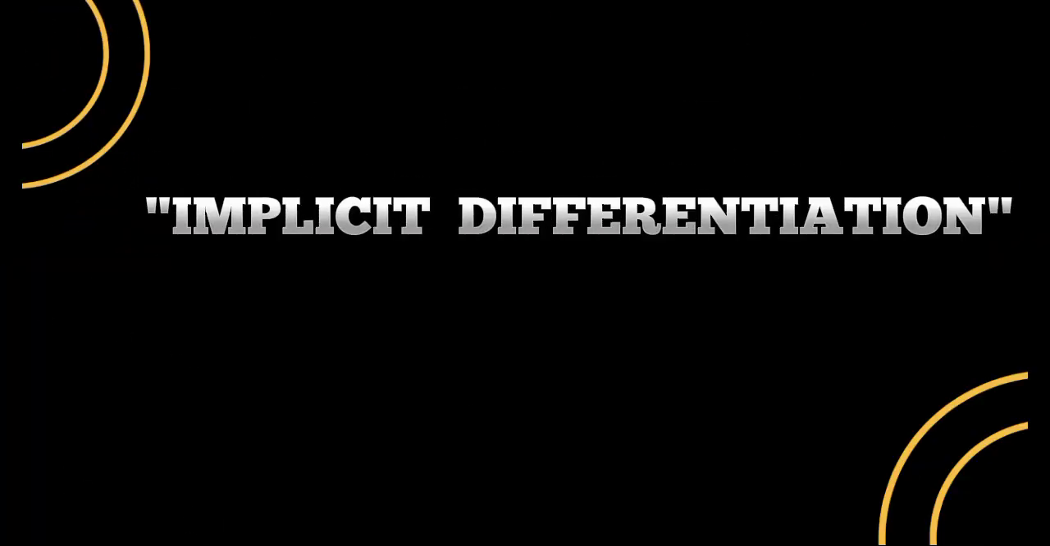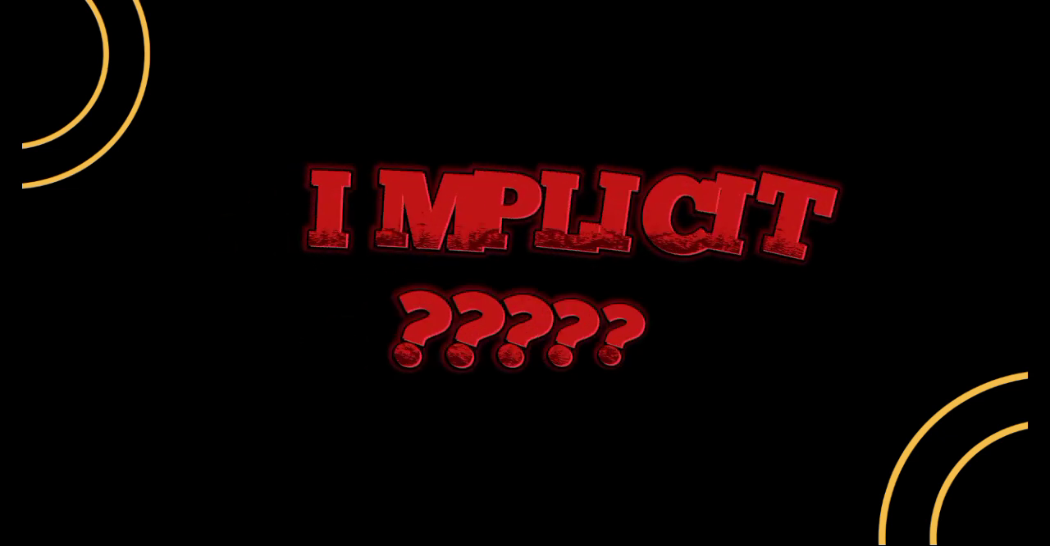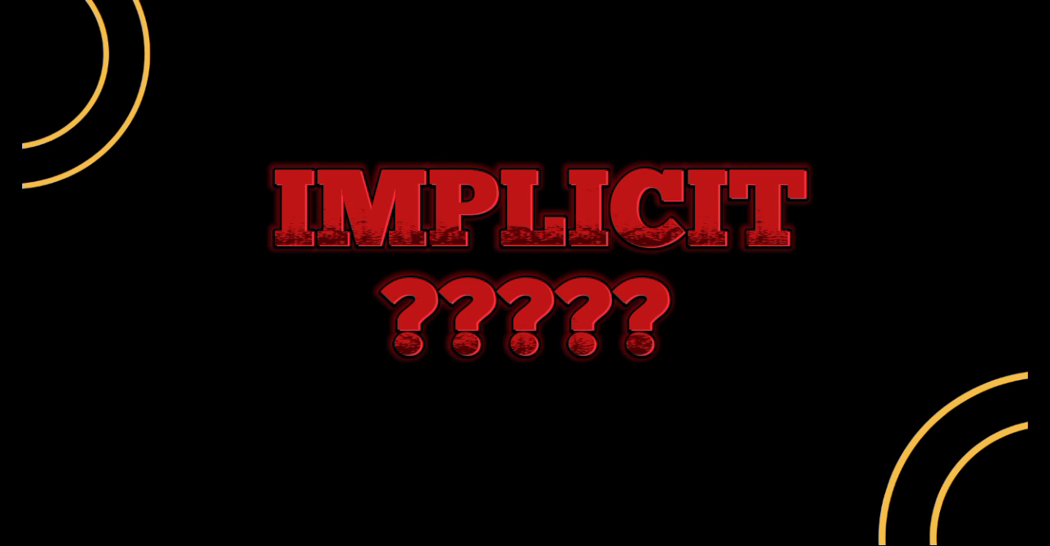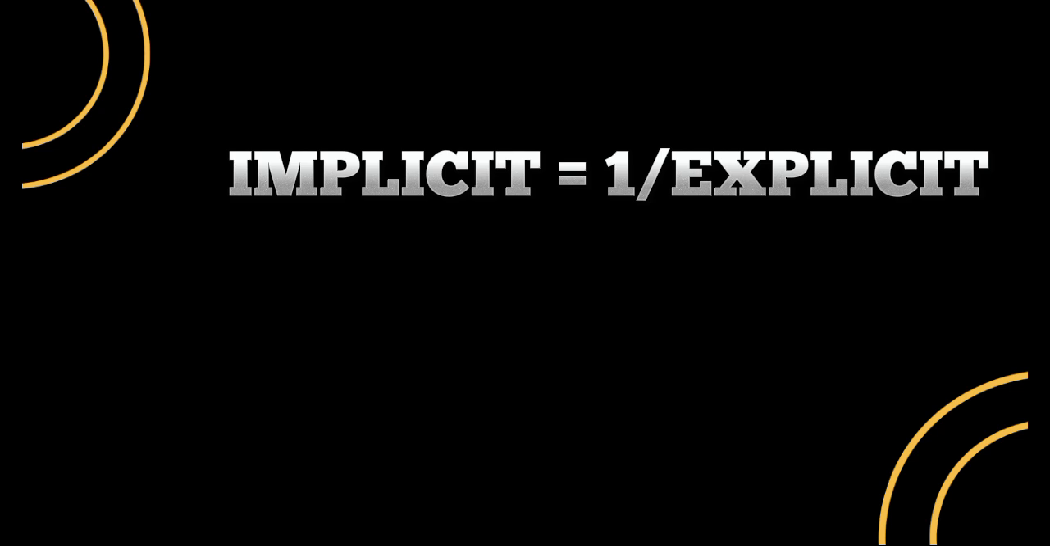Implicit differentiation. What is implicit differentiation? It is a method in calculus that we need to use to find the derivative of implicit functions. Now, you're probably wondering what it even means for a function to be called implicit. Well, the word implicit is the opposite of explicit, and the word explicit basically means clearly defined or expressed.